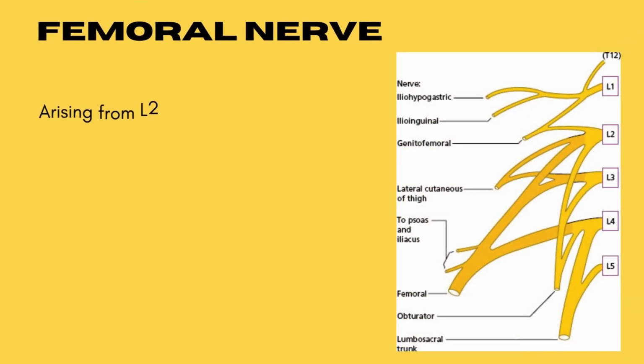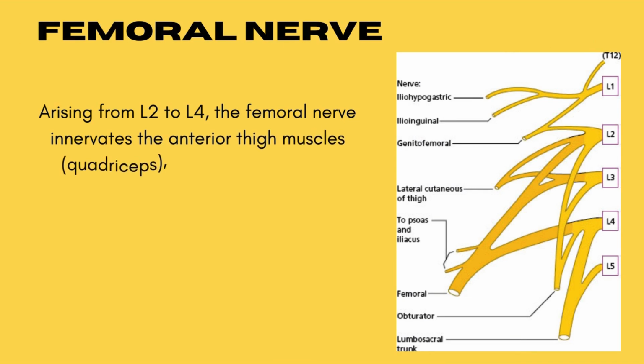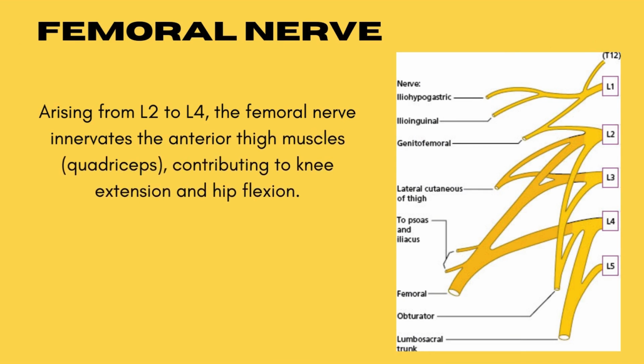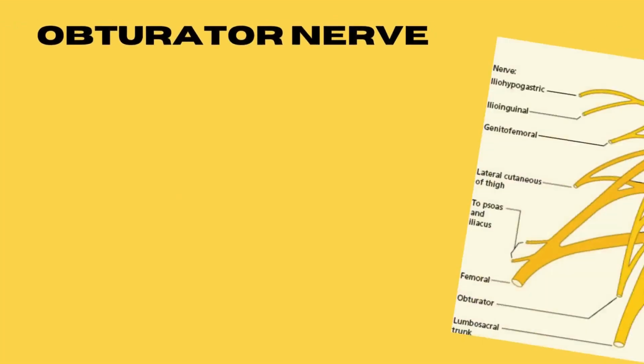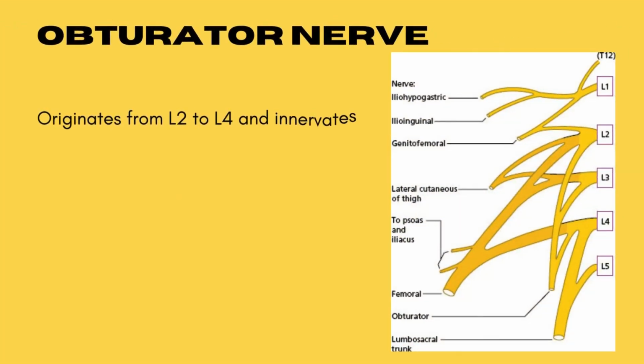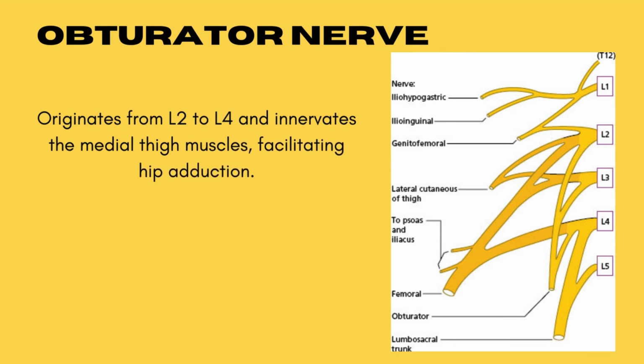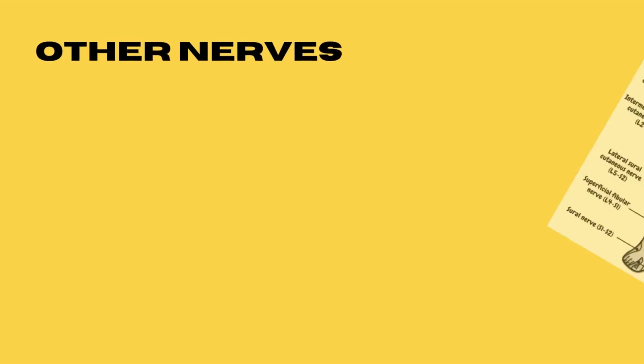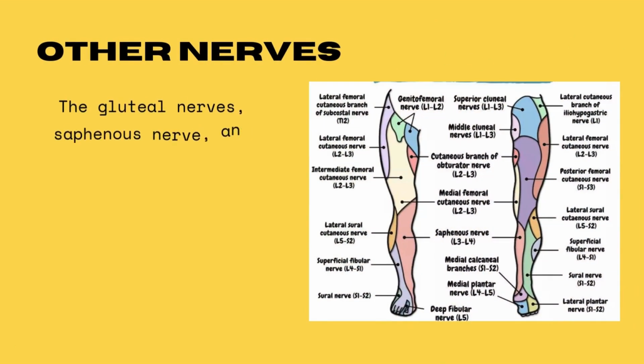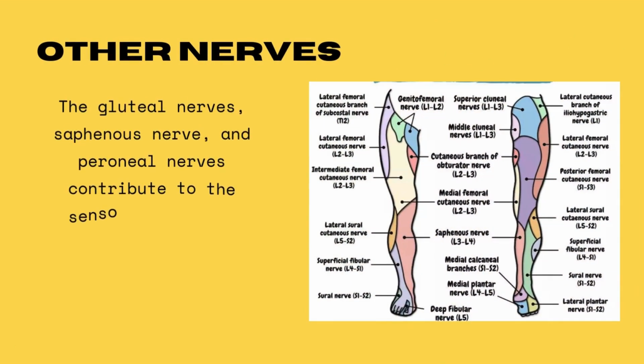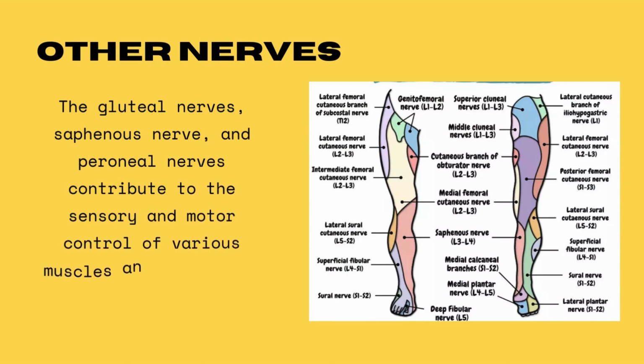Femoral nerve. Arising from L2 to L4, the femoral nerve innervates the anterior thigh muscles, quadriceps, contributing to knee extension and hip flexion. Obturator nerve. Originates from L2 to L4 and innervates the medial thigh muscles, facilitating hip adduction. Other nerves. The gluteal nerve, saphenous nerve, and peroneal nerves contribute to the sensory and motor control of various muscles and regions of the lower limb.